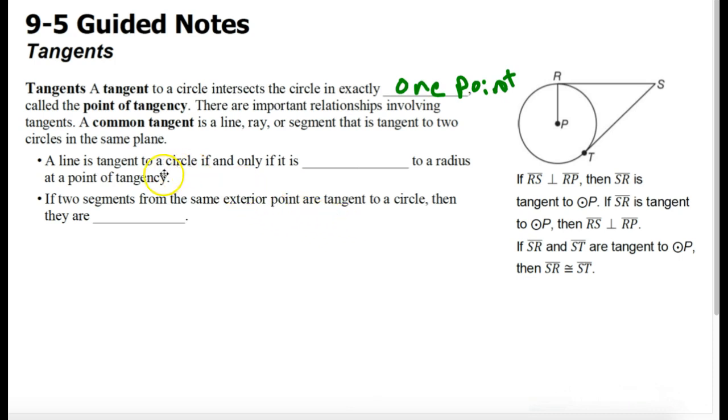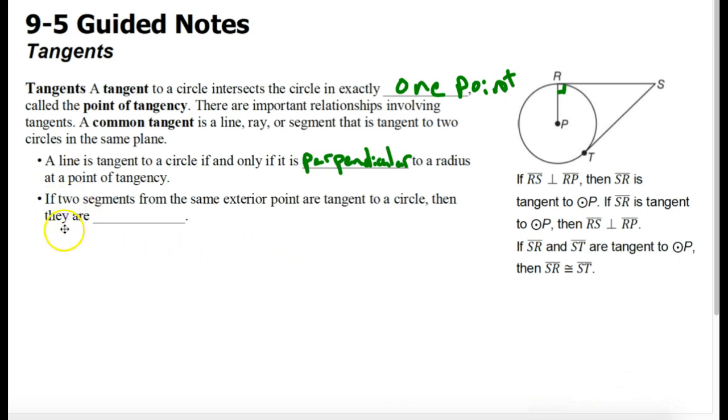Now the first property we're going to look at is that a line is tangent to a circle if and only if it is perpendicular to a radius at a point of tangency. So in this figure over here, since SR is tangent to the circle, that automatically means that this is a right angle. That automatically means that PR and SR meet at a right angle.